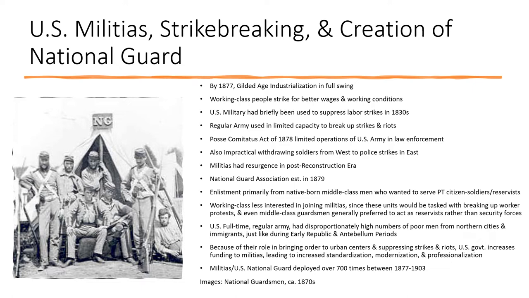And during this period, the U.S. government's also increasing funding to the National Guard, to these militia units. They're becoming more standardized, more modernized, and more professionalized. And they eventually are going to evolve into a National Guard that would be recognizable to us today. And the National Guard is going to be deployed over 700 times between 1877 and the year 1903. And the image on this slide is of National Guardsmen from about the 1870s. You can see they're wearing uniforms very similar to those of Civil War soldiers.